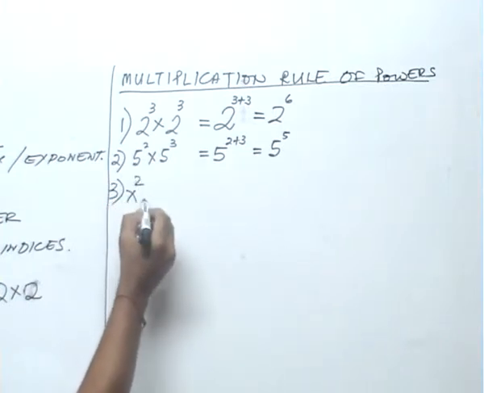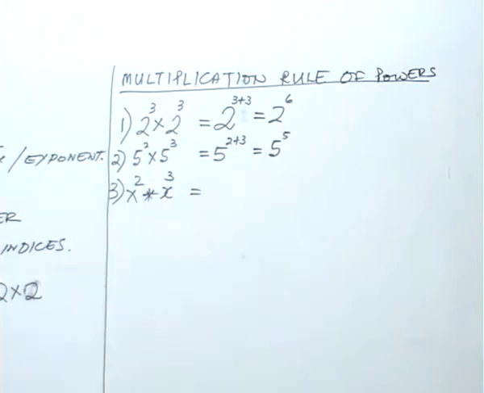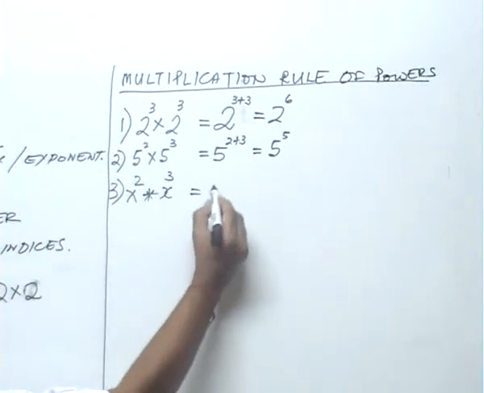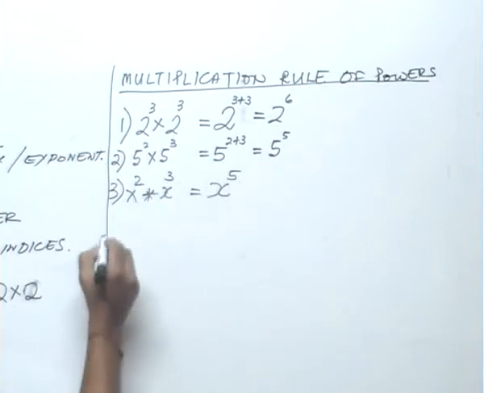x squared times x cubed. You remember that an asterisk also means multiply. So you write down the base, which happens to be x this time, and 2 plus 3 is 5.